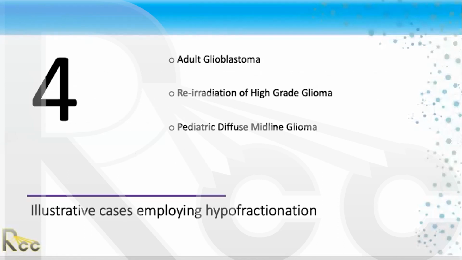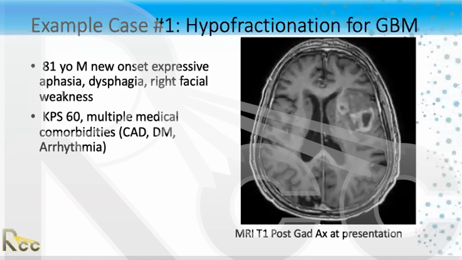Okay, so now I'll just move on to the last few moments of some example cases. So here's case one. This is a patient who's 81 years old, has new onset expressive aphasia, dysphagia, right facial weakness, and has a KPS of 60, multiple medical comorbidities. And here's their presentation imaging. Here's just the post-GAD presentation.